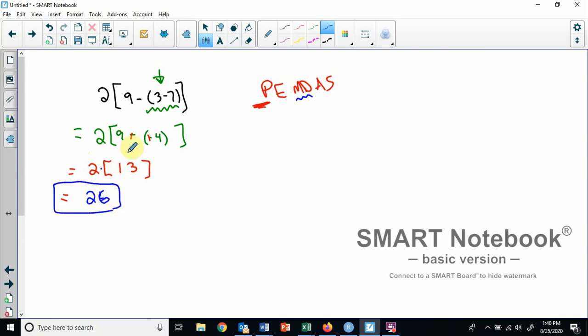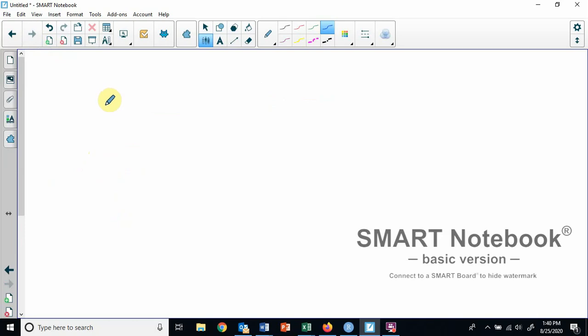Okay. One or two more. How about one like this? People don't like these because they see fractions and they get a little nervous.